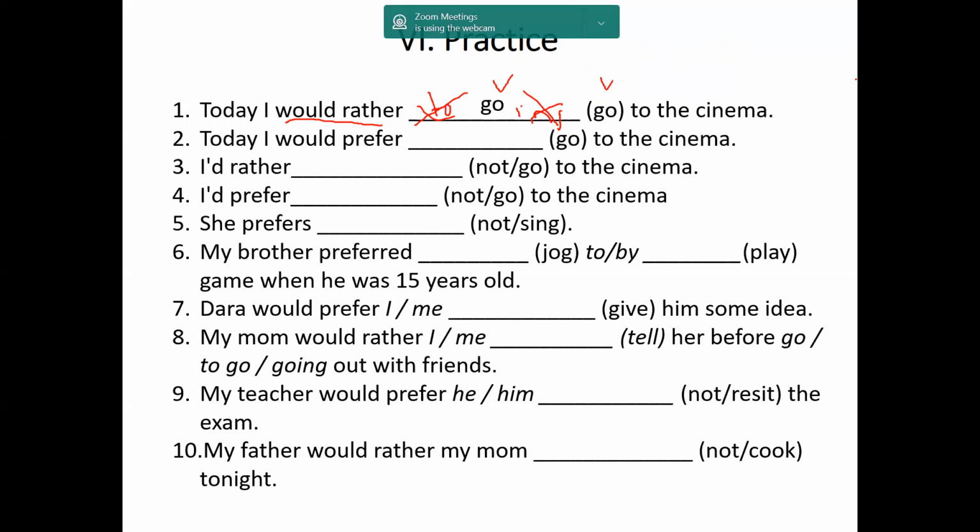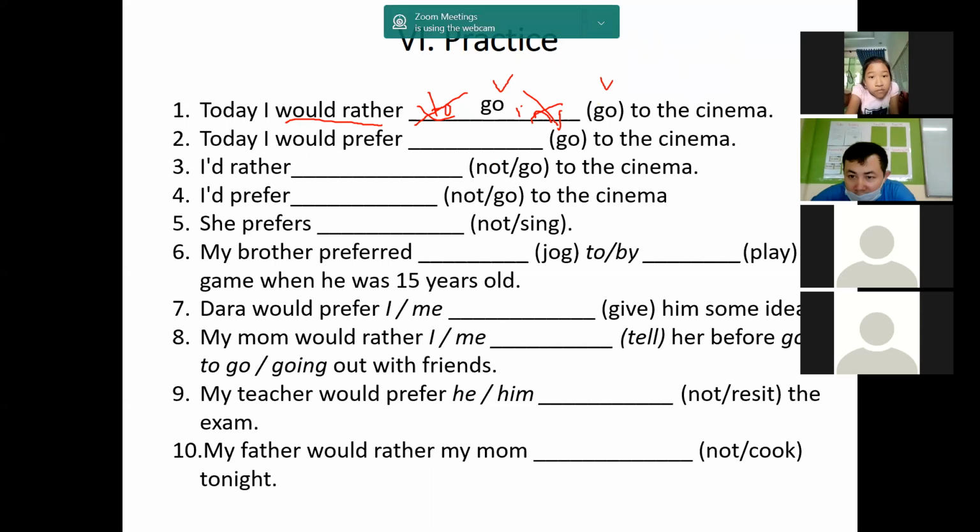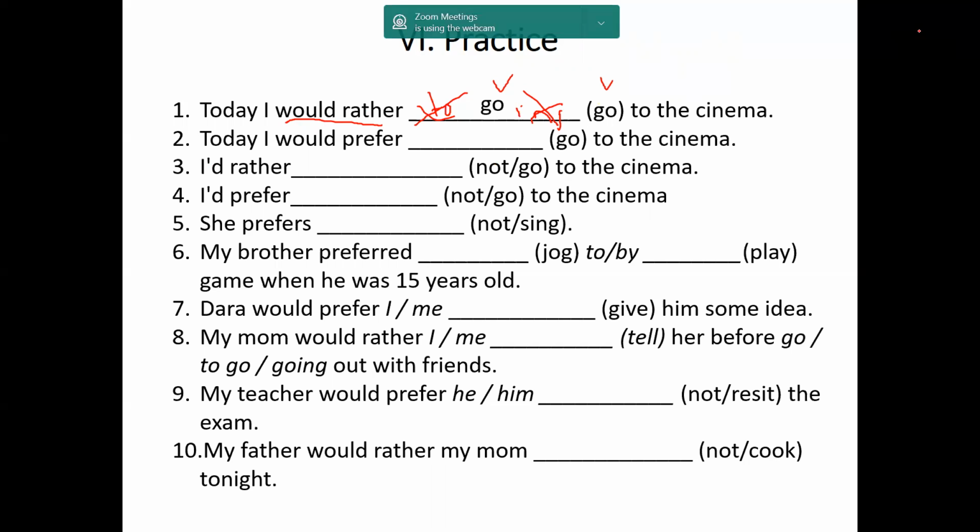Number two, let's go to Guitar. Yeah, teacher. Number two, today prefer to go to the cinema. Today I will prefer, yeah, to go to the cinema. Okay, because would prefer plus to infinitive, so to go.